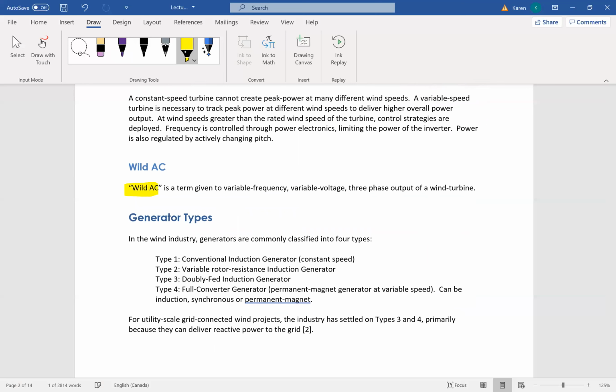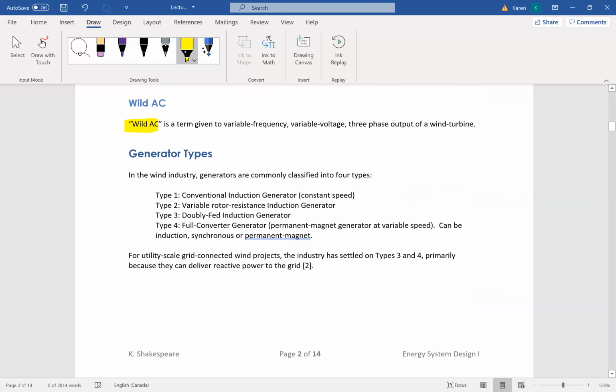I'm defining here the word wild AC. Quite honestly, it's not a popular term, but it does exist in your course outline. And so it was deemed an important term at some point to have in there. Wild AC is just a term given to the variable frequency, variable voltage, three-phase output of a wind turbine.